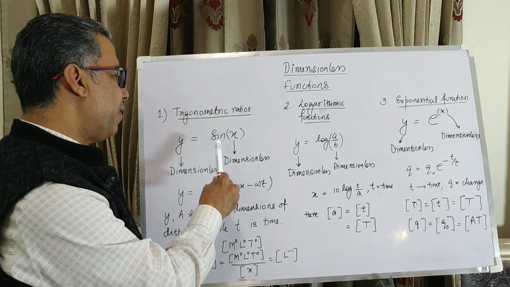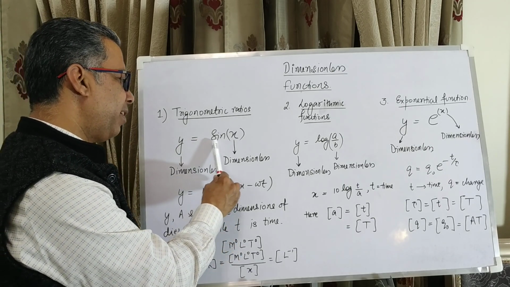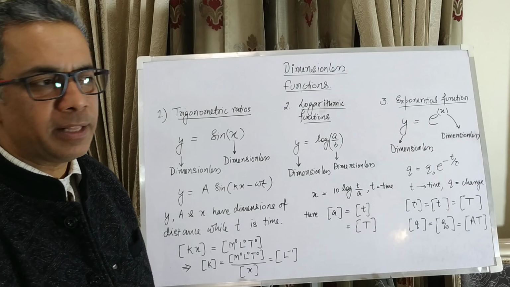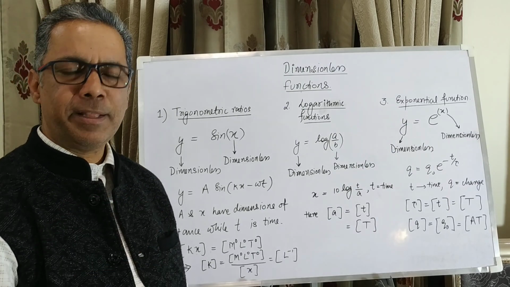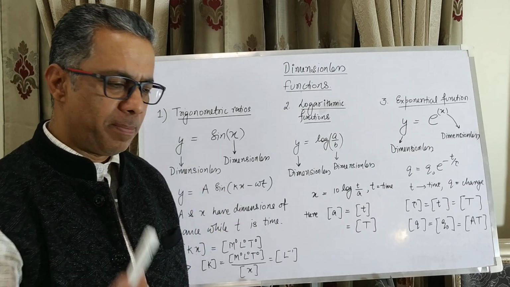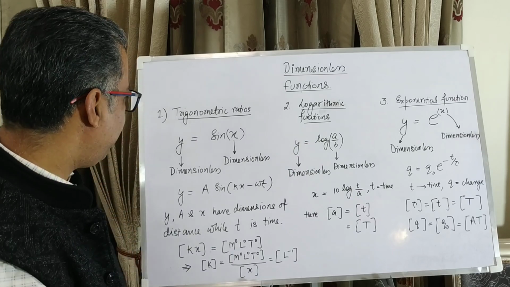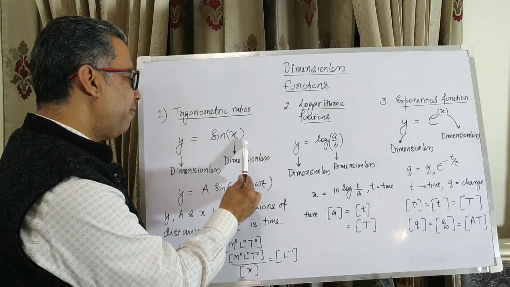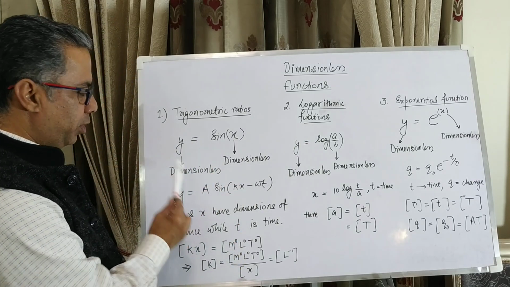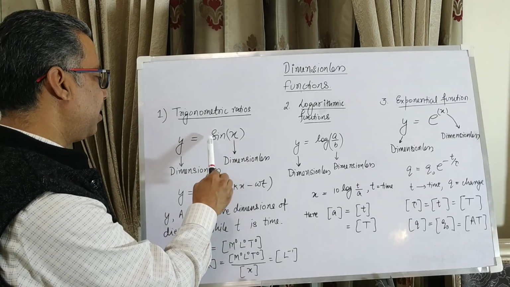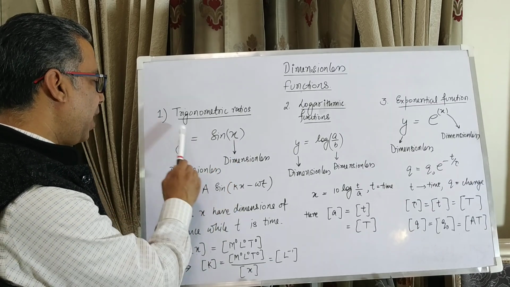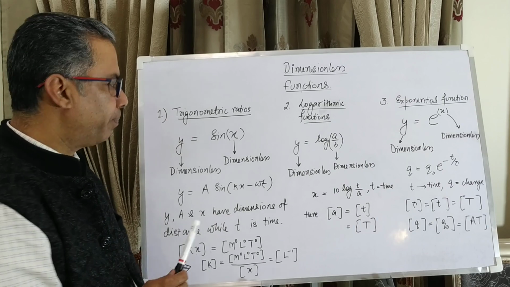Now in trigonometric functions, trigonometric ratios, that is sine, cos, tan, they are length by length, and length divided by length becomes dimensionless. So trigonometric functions have values which are dimensionless. So sin x equals y here, and y will be dimensionless.